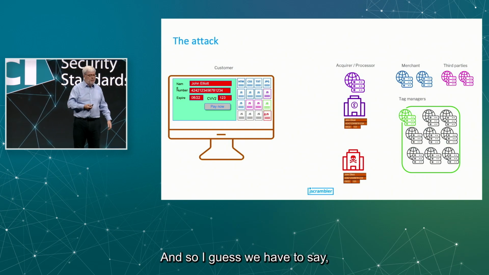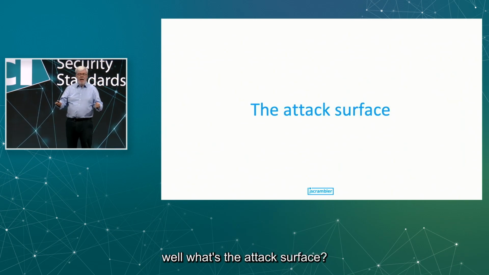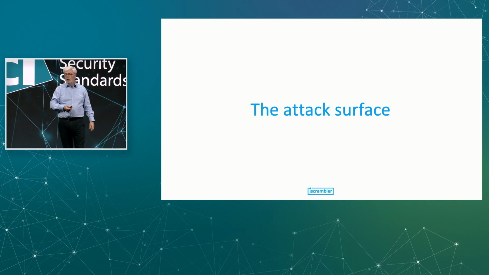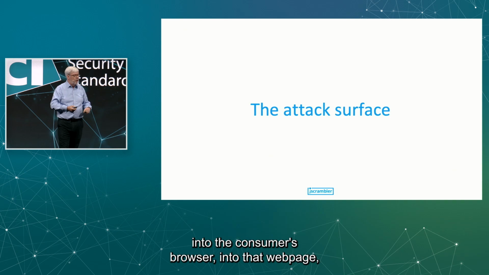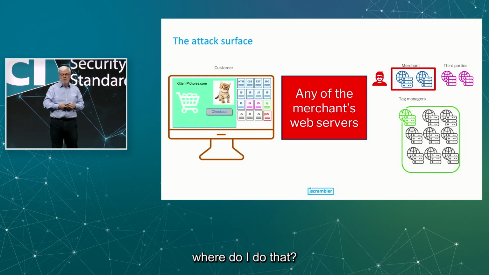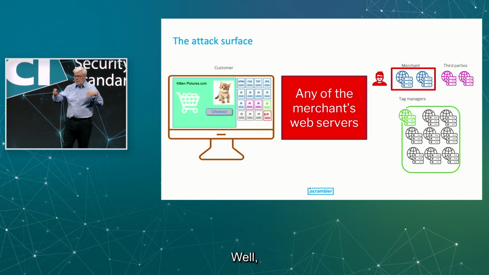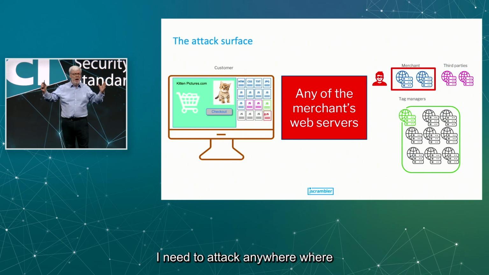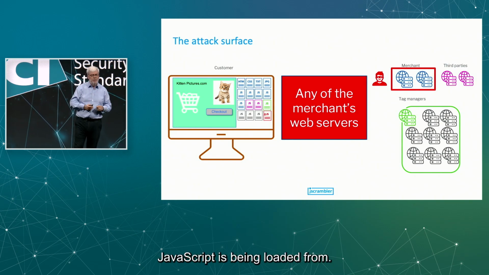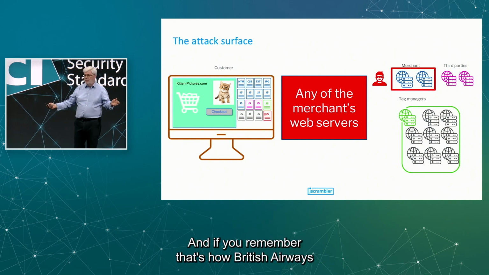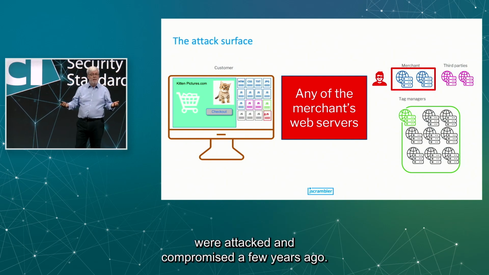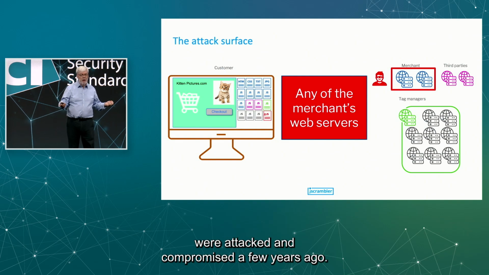And so I guess we have to say, well, what's the attack surface? If I want to get my criminal JavaScript into the consumer's browser, into that web page, where do I do that? How do I do that? Well, I need to attack anywhere where JavaScript is being loaded from. So firstly, that could be any of the merchant's web servers. And if you remember, that's how British Airways were attacked and compromised a few years ago.